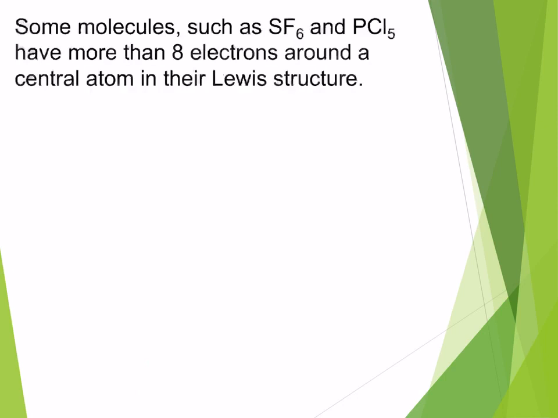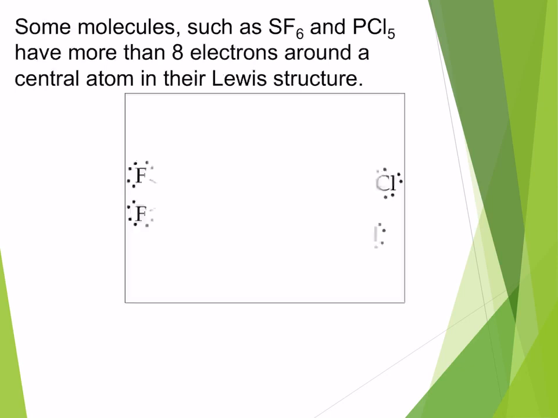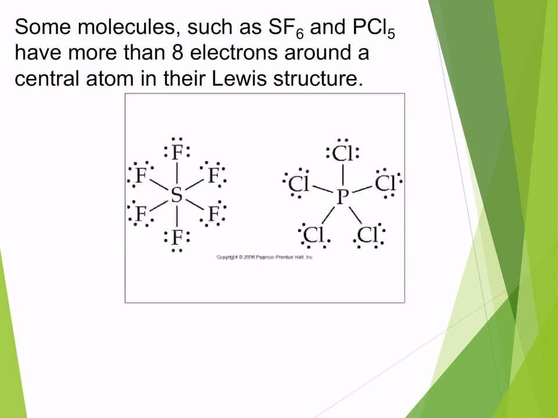So, some molecules like SF6 and PCl5 have more than 8 electrons around the central atom in their Lewis structure. So this is what they look like. The one on the left is SF6, and the one on the right is PCl5. If we look at SF6 here, our sulfur has 2, 4, 6, 8, 10, 12 electrons around the central atom, which is way more than 8, which we are normally allowed.